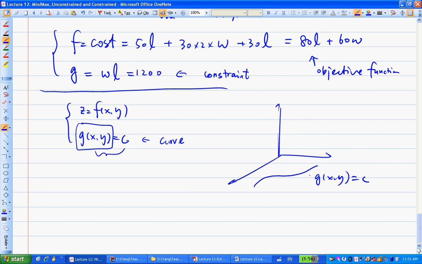And then you have the surface f(x,y). Let's say I'll just arbitrarily draw something here, maybe it's somewhere here. So that's the kind of situation we're looking at. Then you can think of finding the min or max of this constraint problem as if you are trying to walk along this curve, let's call it curve C.